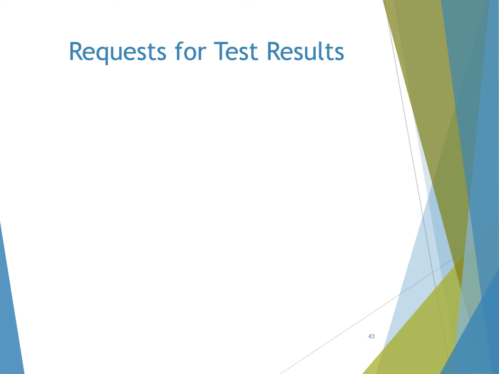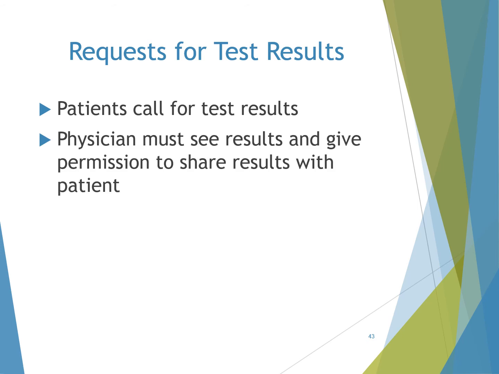When the provider orders special tests, the patient may be told to call the office in a few days for the results. It is ultimately the responsibility of the provider to notify the patient of the test results, especially if they are abnormal. When a patient calls for test results, the physician must see the results and give permission to share the results with the patient. If specified in the office policy, the medical assistant can give test results to the patient.